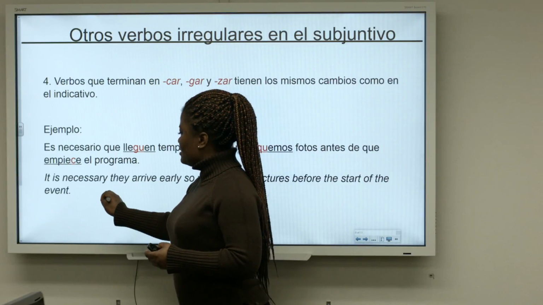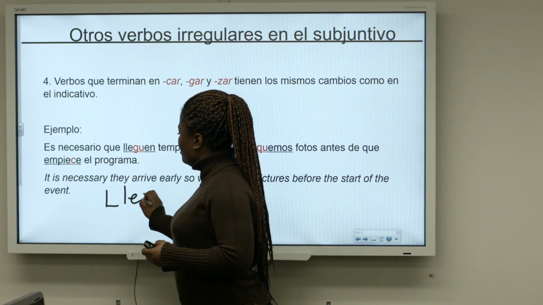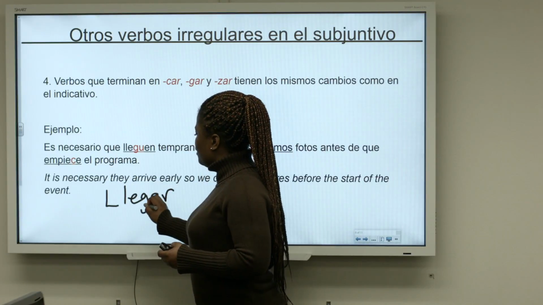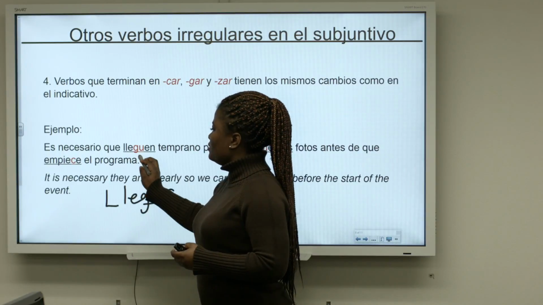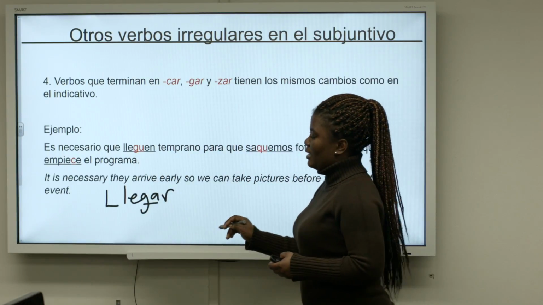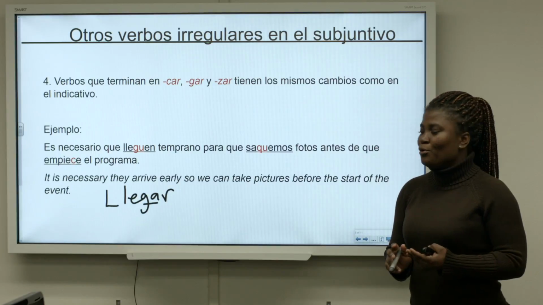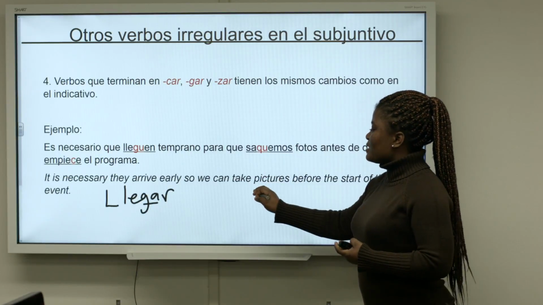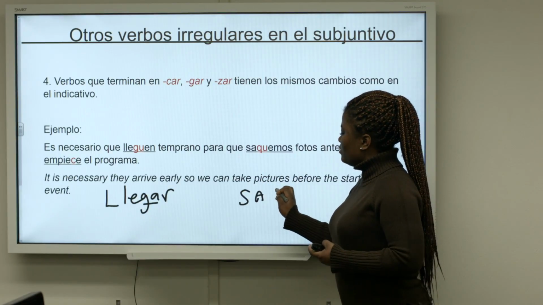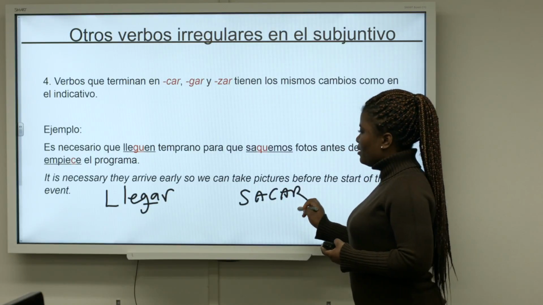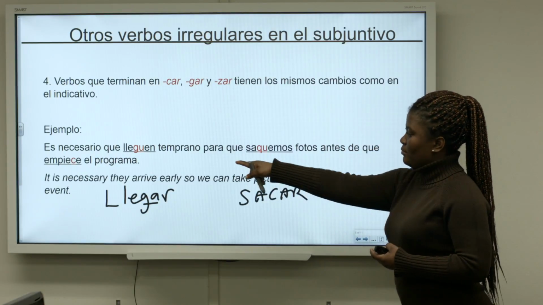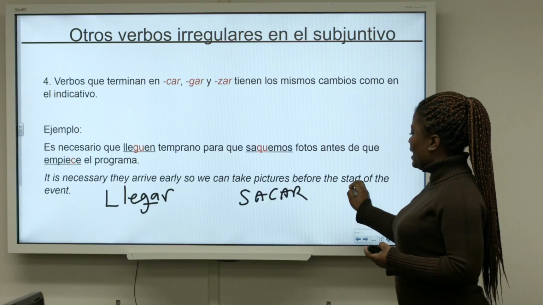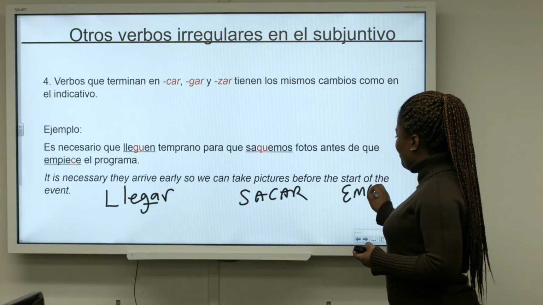So the verb is llegar, llegue, lleguen. Okay, ga, gue, gui, go, gu. And then we have sacar, and then we have the other verb, empezar, empiece.